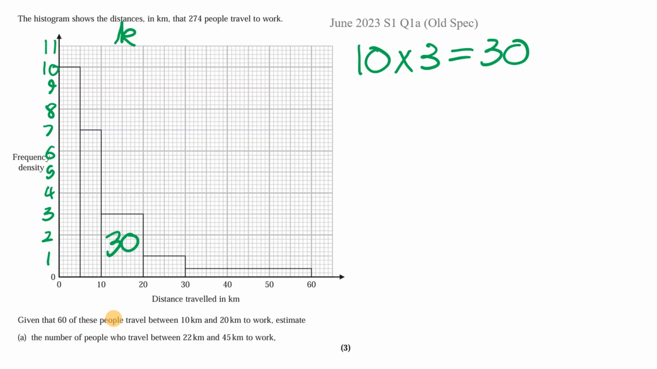And we know that 60 people travel between 10 and 20 kilometers. So this is the frequency. So therefore 60 divided by 30 is equal to 2. So this is equal to k. So this is the scaling factor, okay?